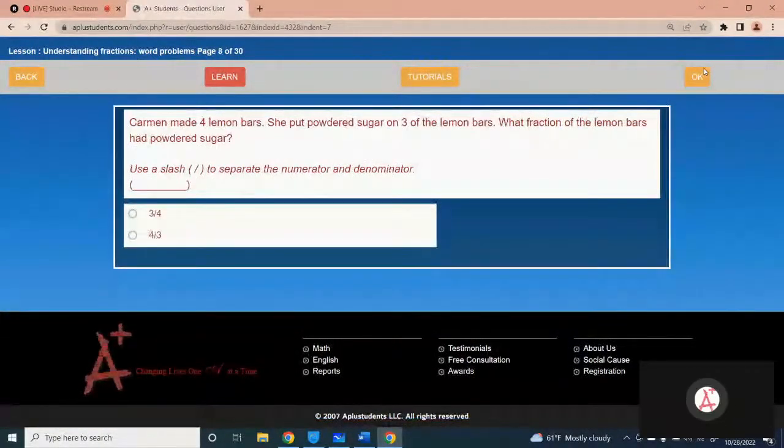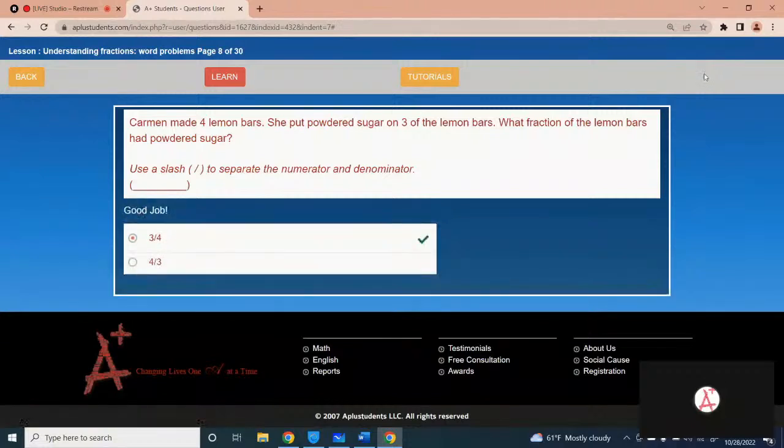Okay, Carmen made 4 lemon bars. She put powdered sugar on 3 of the lemon bars. What fraction of the lemon bars had powdered sugar? Got it? So the total are 4, and out of the 4, 3 of them have sugar. Got it? So the fraction is 3 over 4. Got it? Just select the correct option and click on the OK button.